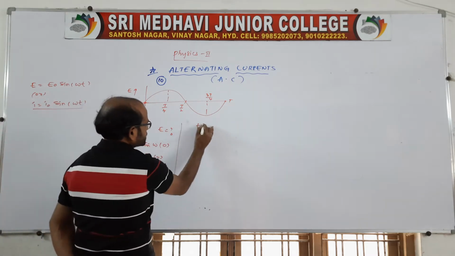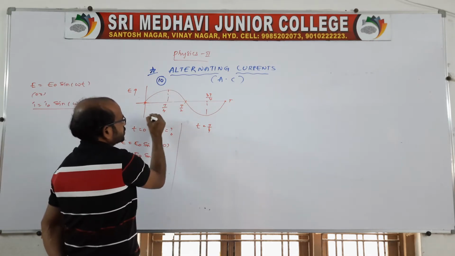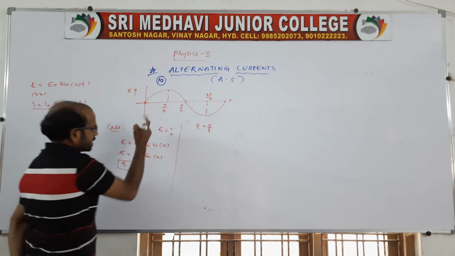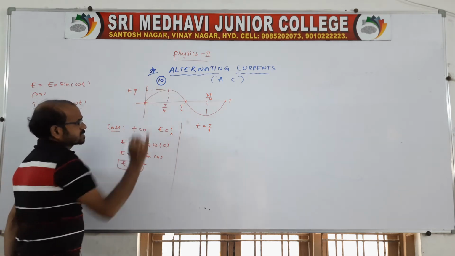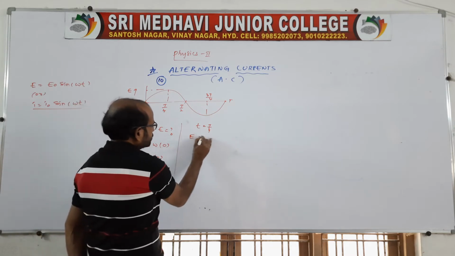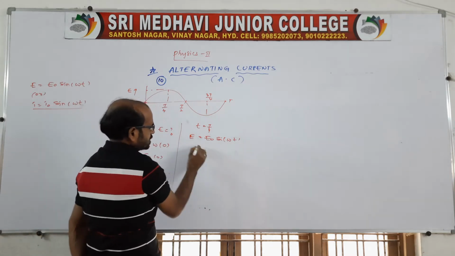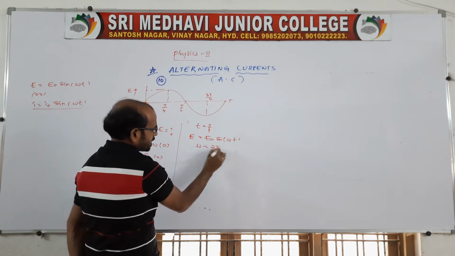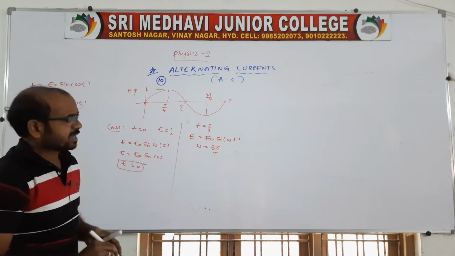Now go for case 2. If I take time equal to T by 4, this point represents the maximum, whether we get the maximum or not, since EMF is 0 at the origin, we have to show it is maximum. Then take E is equal to E naught sin omega t, in which omega is nothing but 2 pi by capital T.